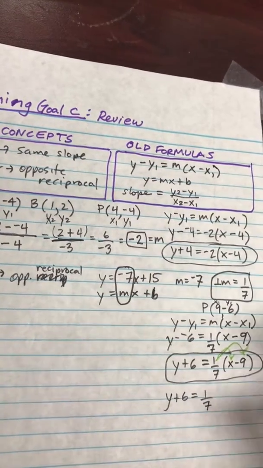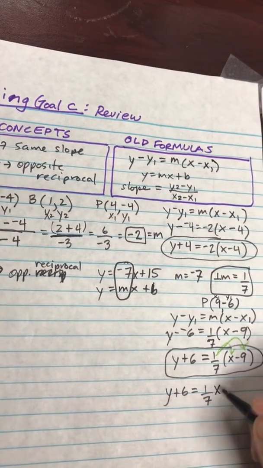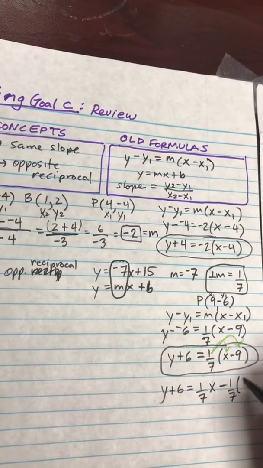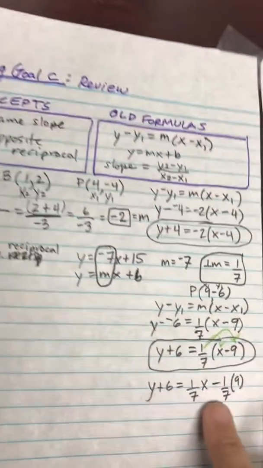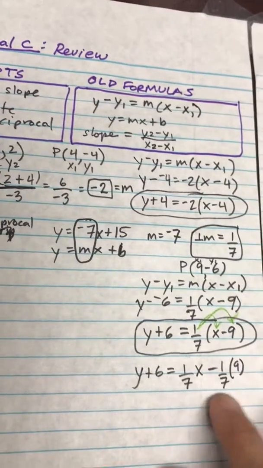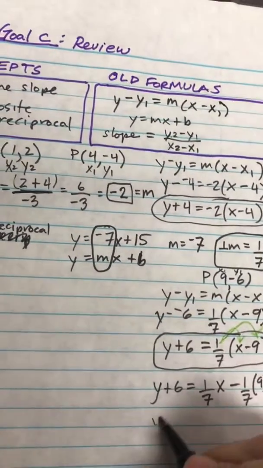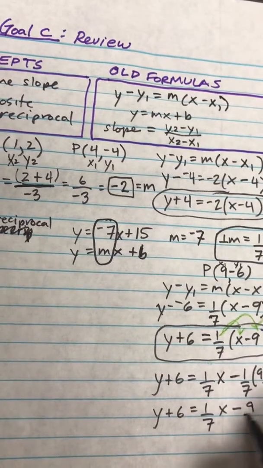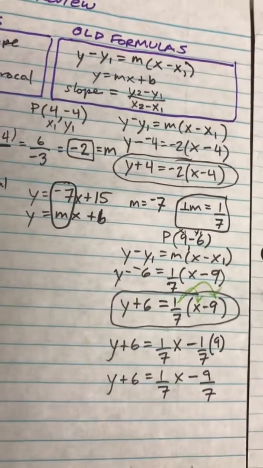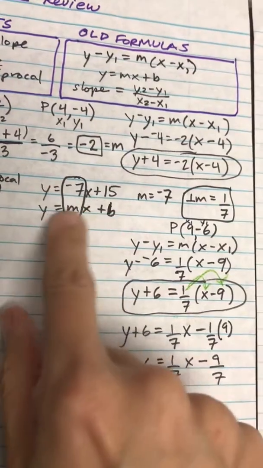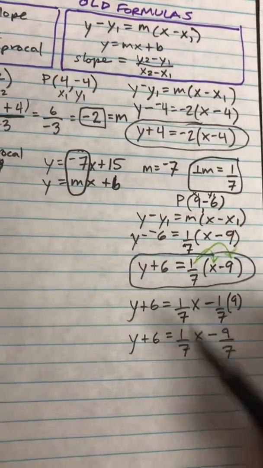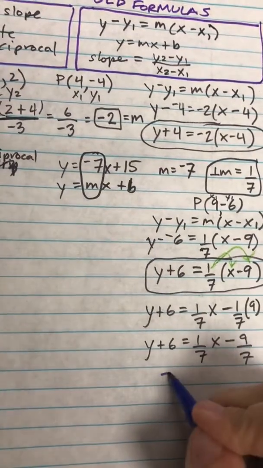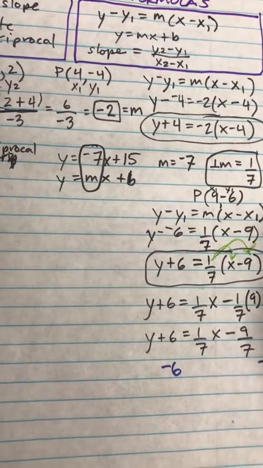So let's practice. 1/7 times x is 1/7 x minus 1/7 times 9. So when we multiply fractions, we multiply their numerators and multiply the denominators. So I'll rewrite this: 1/7 x minus 9 over 7. Now to get it in slope-intercept form, I need y by itself on one side. So I'm going to subtract 6 from both sides. But there is a big problem here.